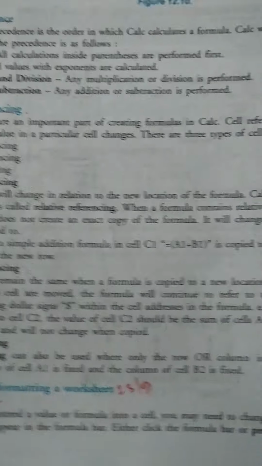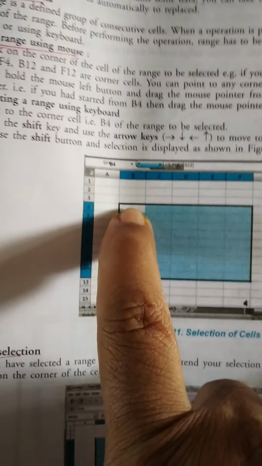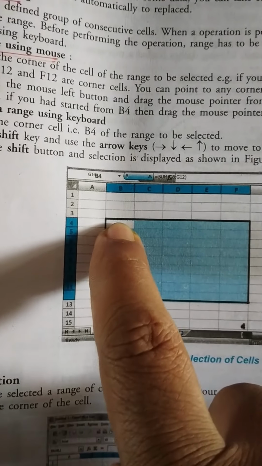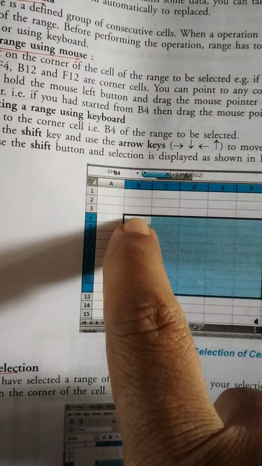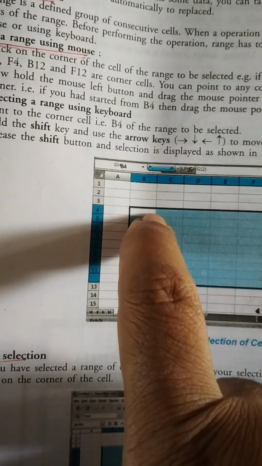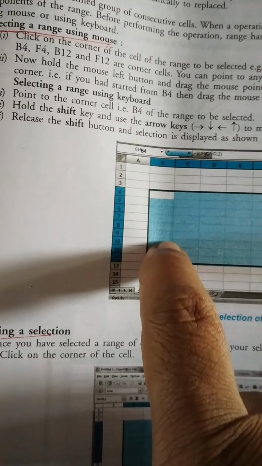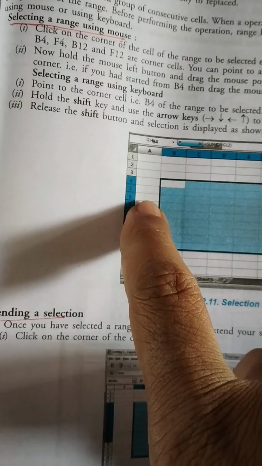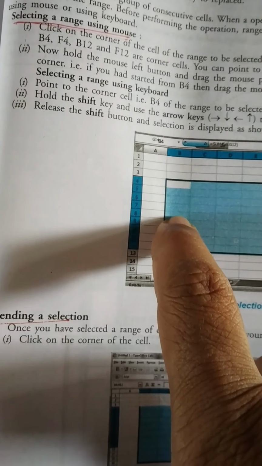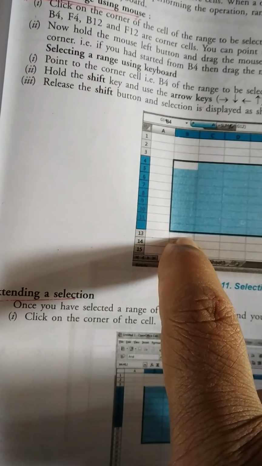Suppose I am here, it is a range. Suppose I write a formula here, this is B4. That means B column and 4th row. If I write a formula here and drag this formula from here till here, if I copy this formula from this cell up till this cell, the formula will keep on changing. The formula will keep on changing with respect to the cell address. This is called relative cell referencing.